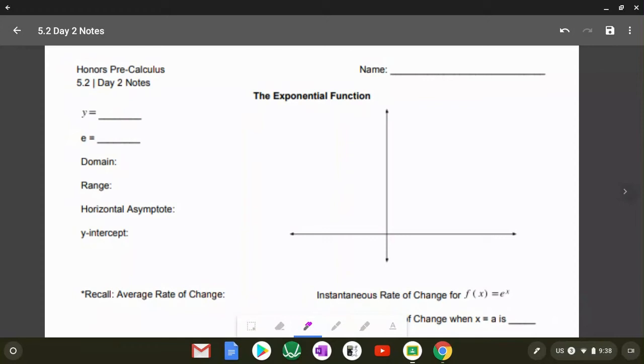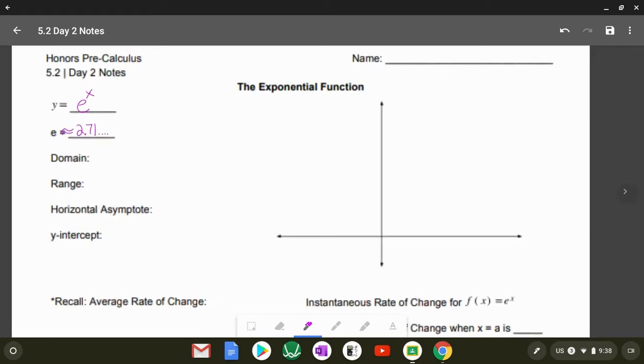Today for day 2, we're going to talk about the exponential function, and more specifically, the exponential function y equals e to the x. If you type e in your calculator, it's an irrational number, like pi. It is approximately 2.71 and then runs on forever.